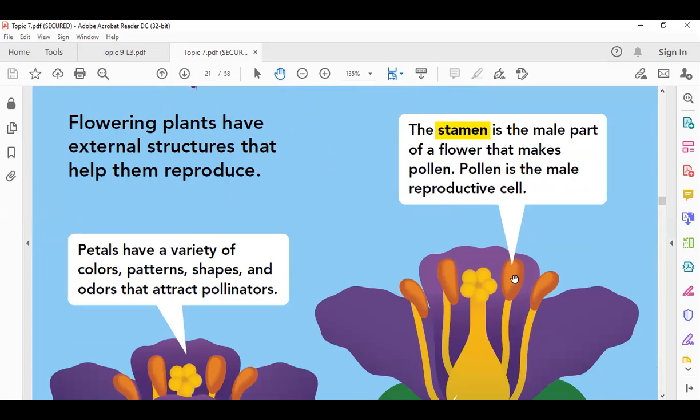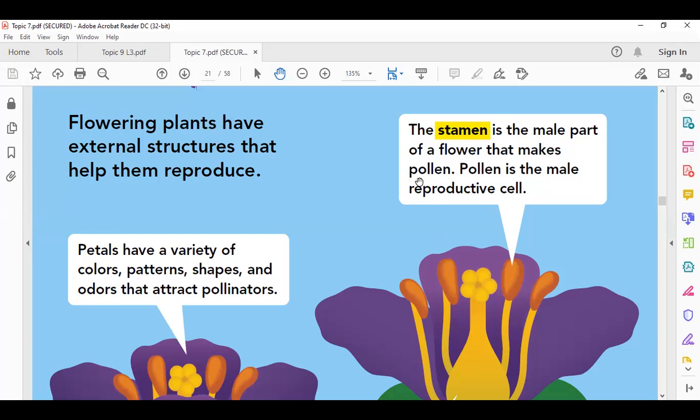Of course, the number of stamens in the flower is not the same. Some flowers may have 3 stamens, some flowers 5, some 6, some 4. It differs from one plant to another. Okay, so the stamen is called the male part of the flower.